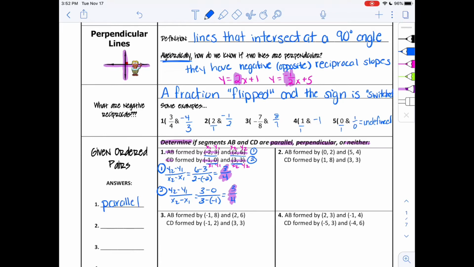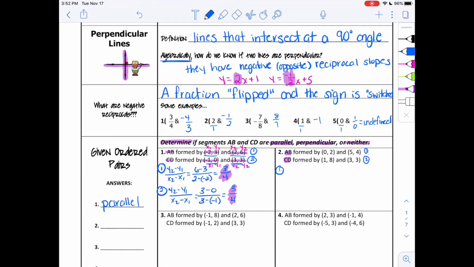Let's take a look at another example. Again, I'm given 2 lines, line AB and CD, and those 2 lines go with their respective points. I'm going to label the first one as line 1 and the second one as line 2. I'm just determining if these lines are parallel, perpendicular, or neither by comparing their slopes. So I'm going to find the slope of each line.